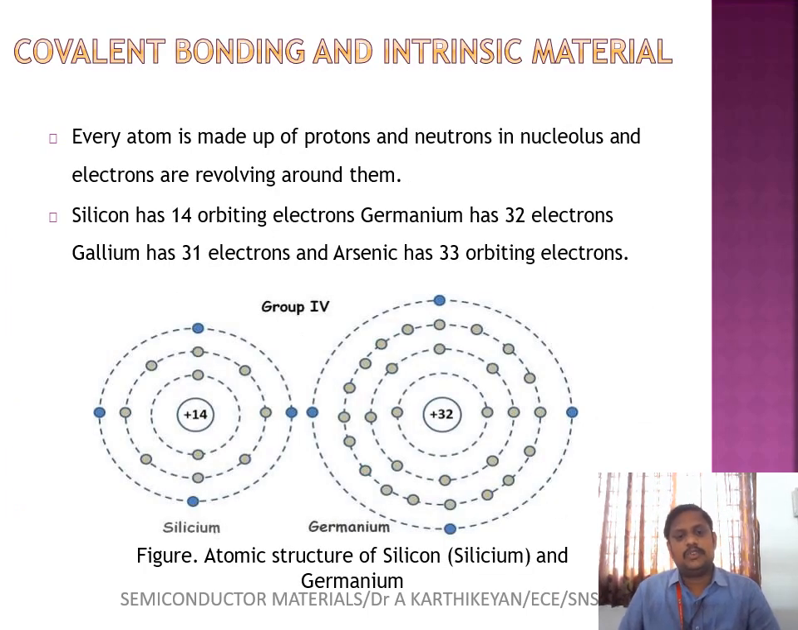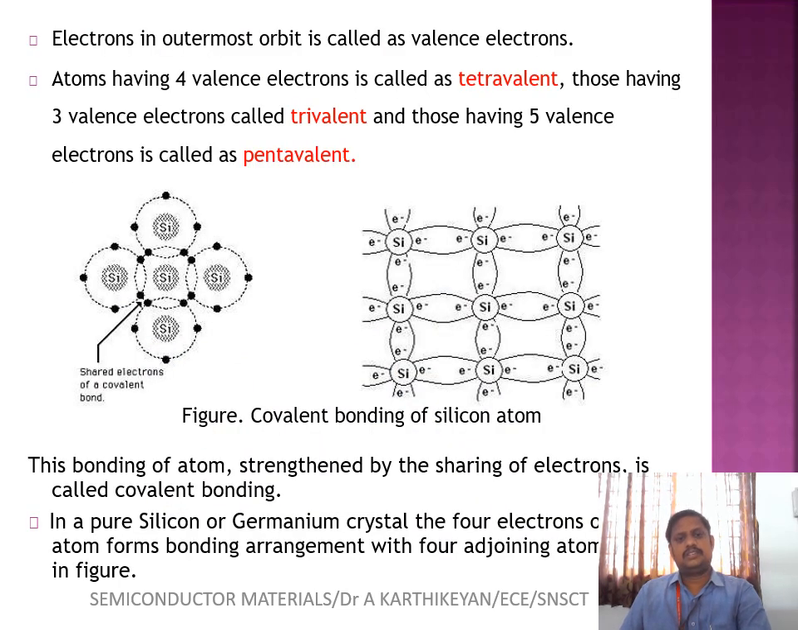The covalent bond is an important concept for these materials. The atom is made up of protons, neutrons, and electrons. Silicon has 14 orbiting electrons, germanium has 32 electrons, gallium has 31 electrons, and arsenic has 33 orbiting electrons. Silicon and germanium are mainly in the same group of elements. The outermost electrons of the orbit are called valence electrons. An atom having 4 valence electrons is called tetravalent, and those having 3 valence electrons are called trivalent.